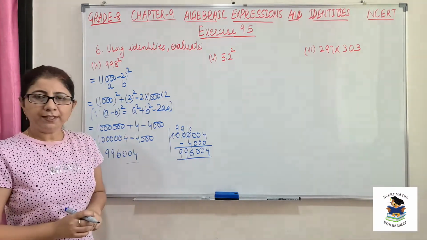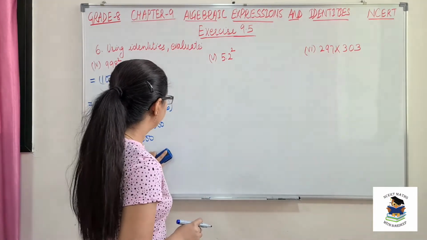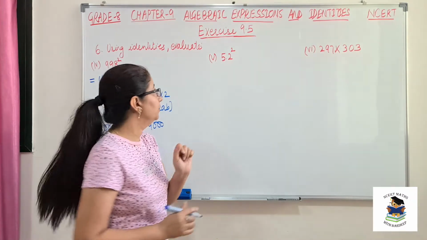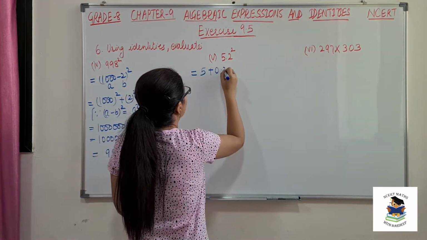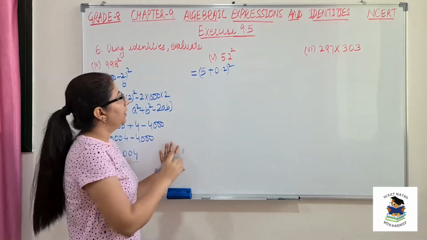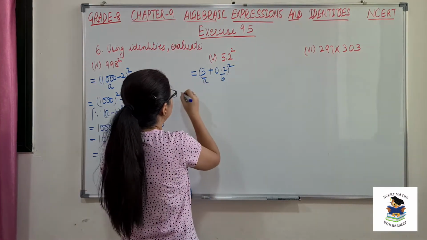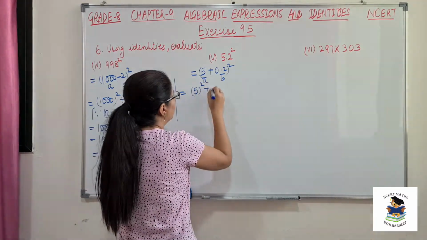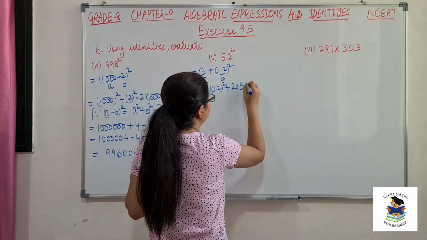Now let's move on to the next part. The next part is 5.2 whole square. So 5.2 can be written as 5 plus 0.2. So we will write it here, 5 plus 0.2, because 5 plus 0.2 will be 5.2. Here again it is (a plus b) whole square. So this is a, this is b. When we use it, this is a square plus b square plus 2ab.